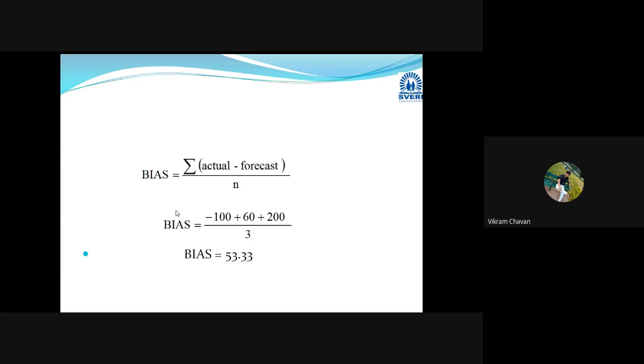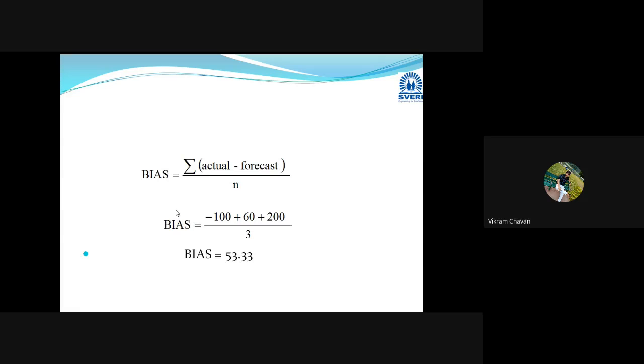So if you calculate this particular percentage of MAD error and bias error, please put it in the chat box. Where do we use this MAD and bias value in actual practice? While forecasting only, we are using these values. So it will be useful to determine the forecasting methodology. Please understand this. After this problem, we will take another problem which will help to understand the uses of these errors.